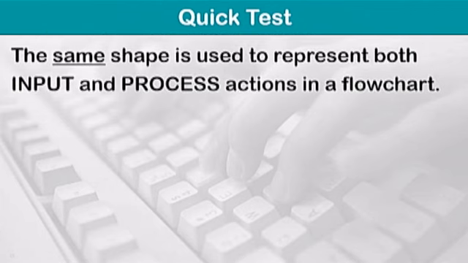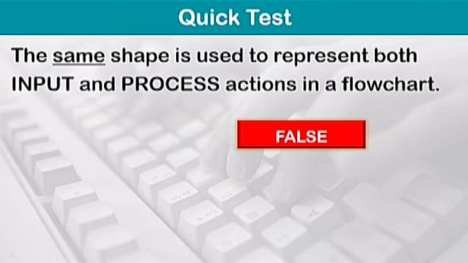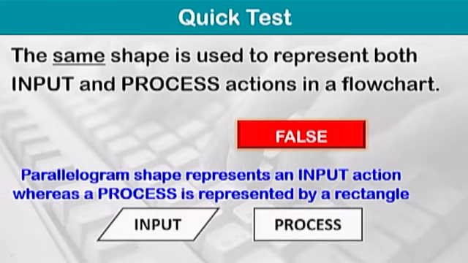The same shape is used to represent both input and process actions in a flowchart. True or false? This statement is false. The parallelogram shape represents an input action, whereas a process is represented by a rectangle. So that was the last question. Were you able to get all the correct answers? Well, I'm sure you did.